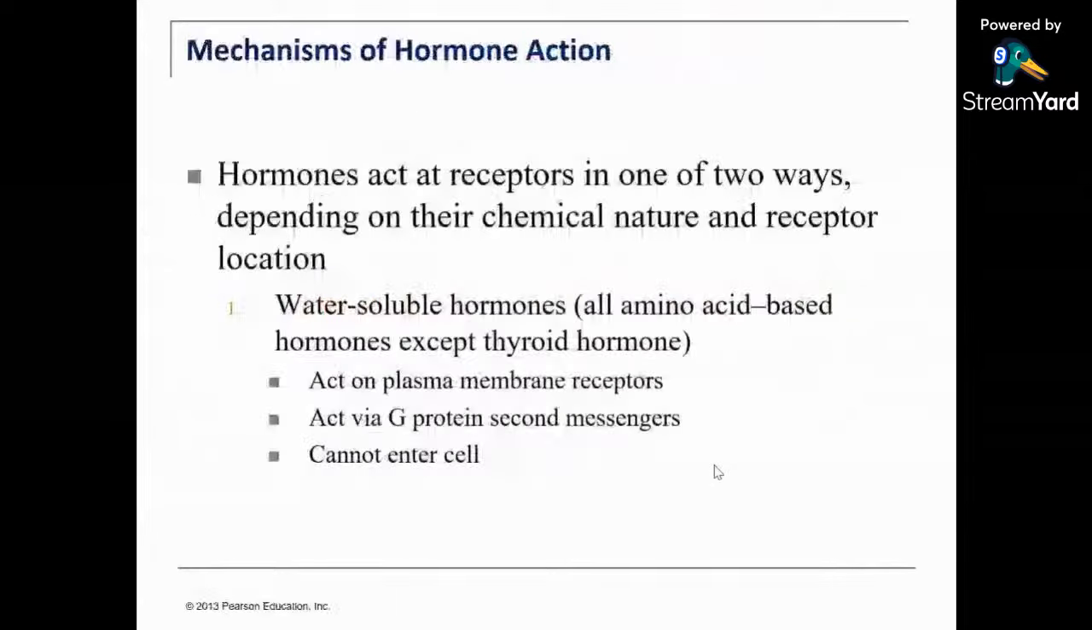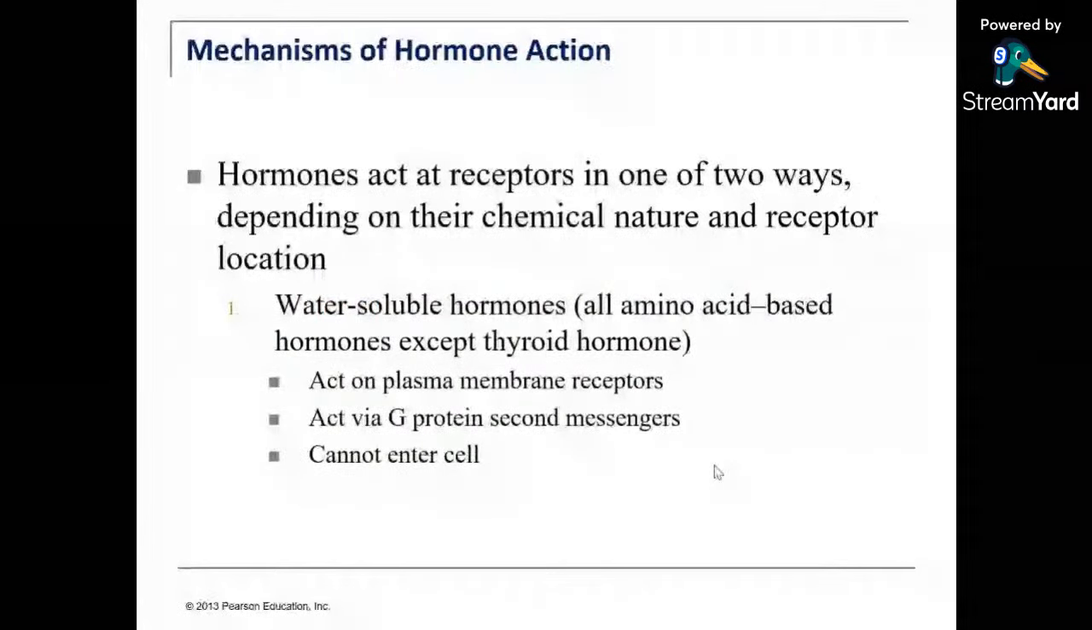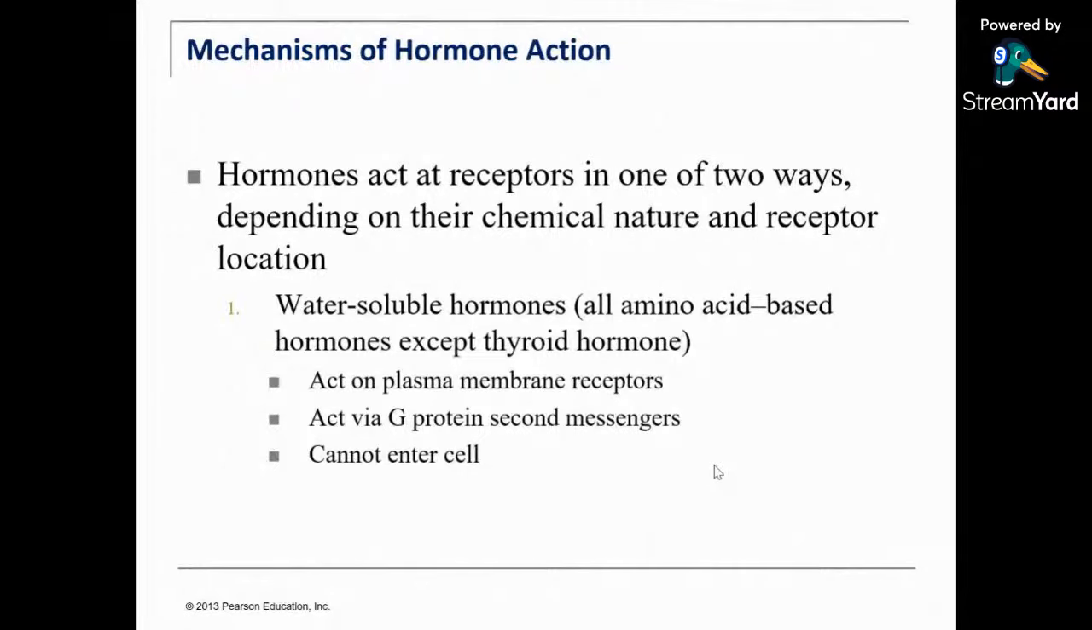Next, modes of action. Hormones act at receptors in one of two ways, depending on their chemical nature and receptor location. There are water-soluble hormones and lipid-soluble hormones. The water-soluble hormones act on plasma membrane receptors. They act via G-protein second messengers and cannot enter the cells.